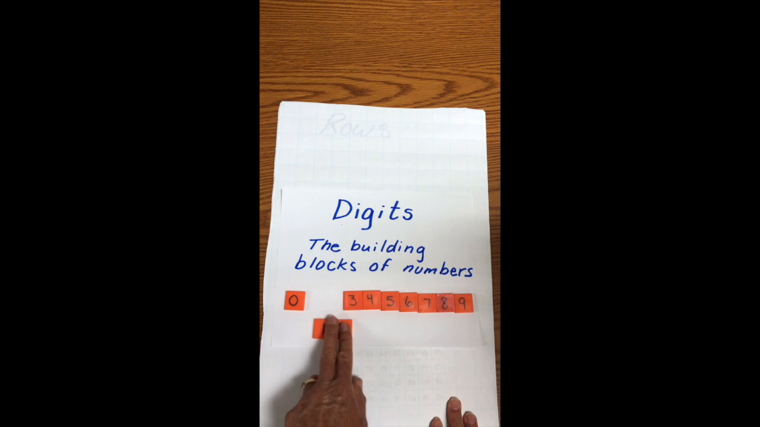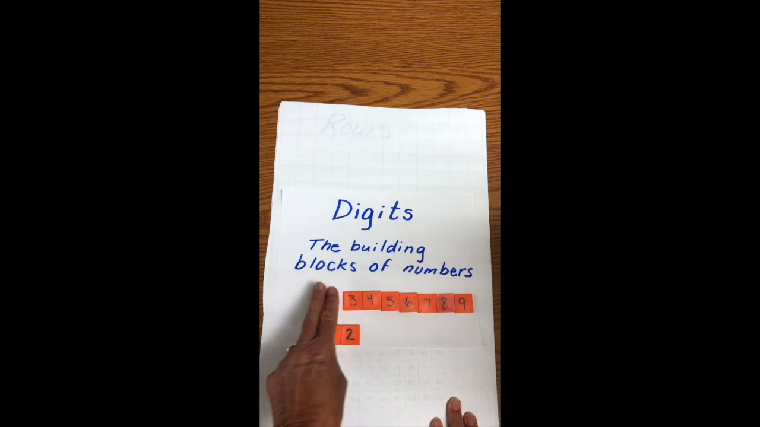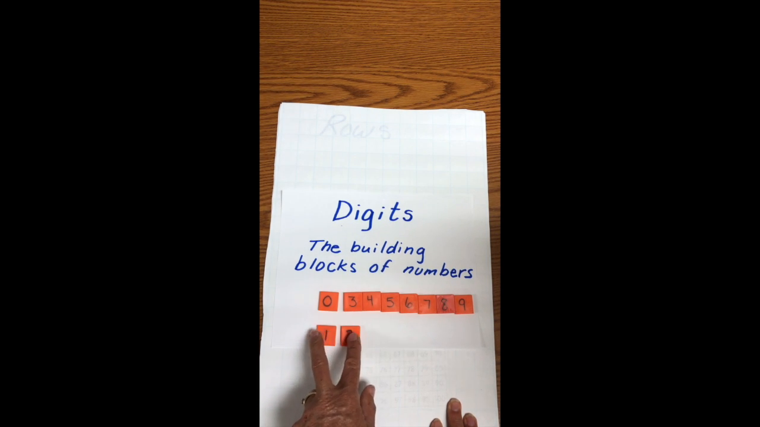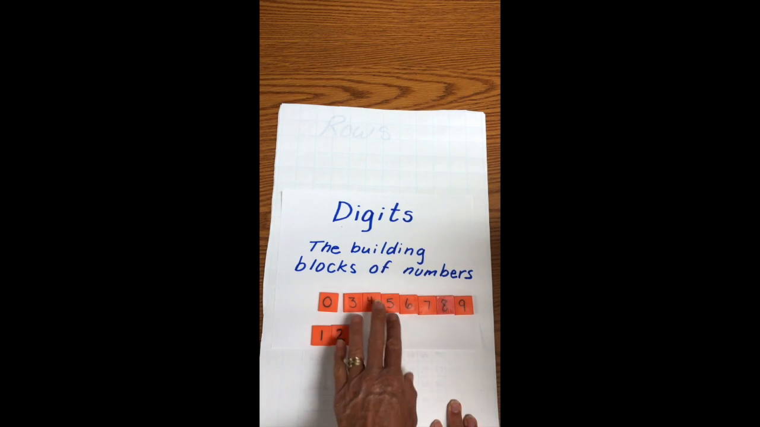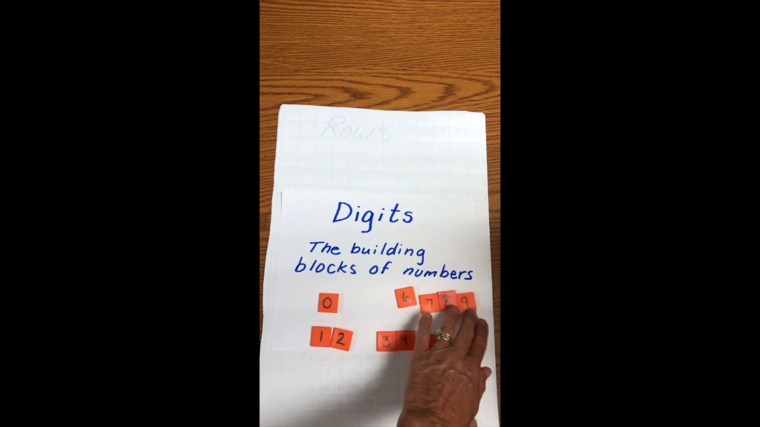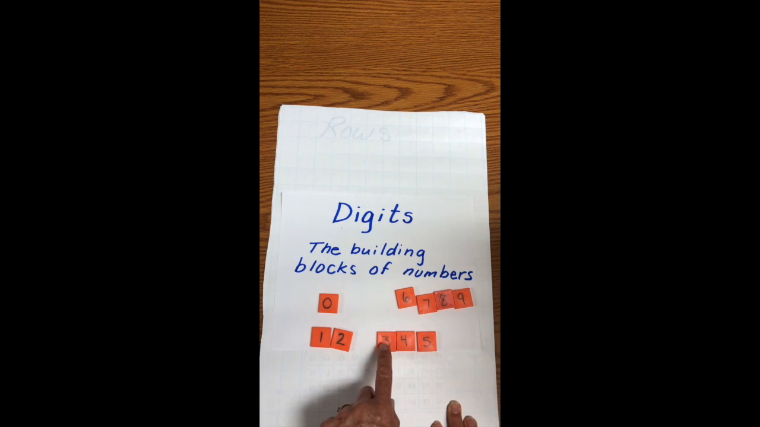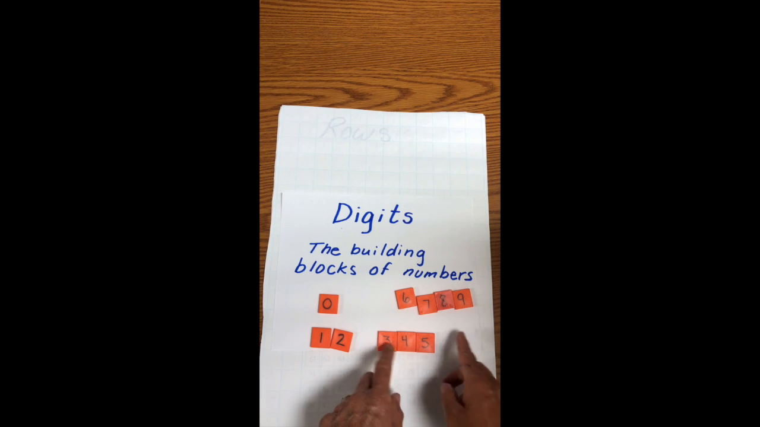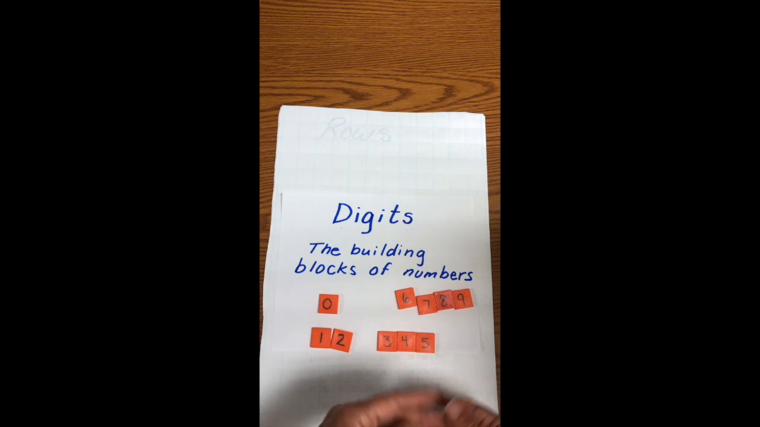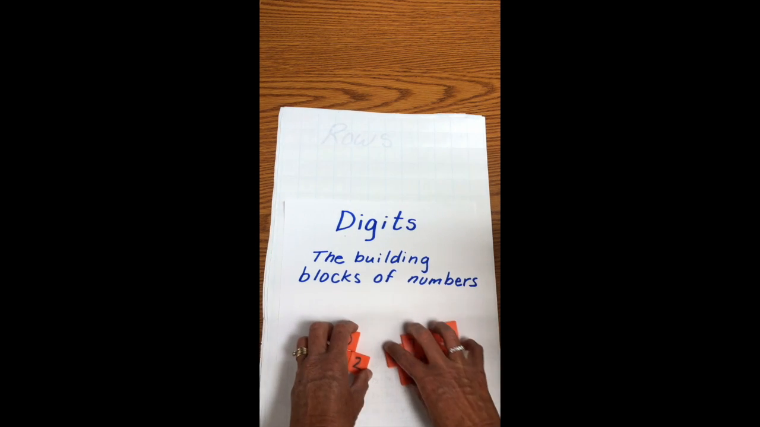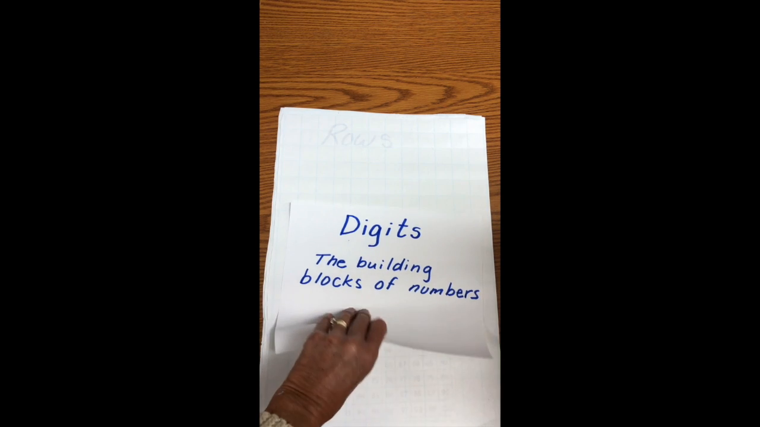So if I take the number 12, it has the digits 1 and 2. So you can see how the 1 and the 2 are building blocks to the number 12. We call this a 2-digit number. If I had this number here, 345, 345 has 3 digits, a 3, a 4, and a 5. And we would call 345 a 3-digit number. So digits are just the building blocks of numbers.